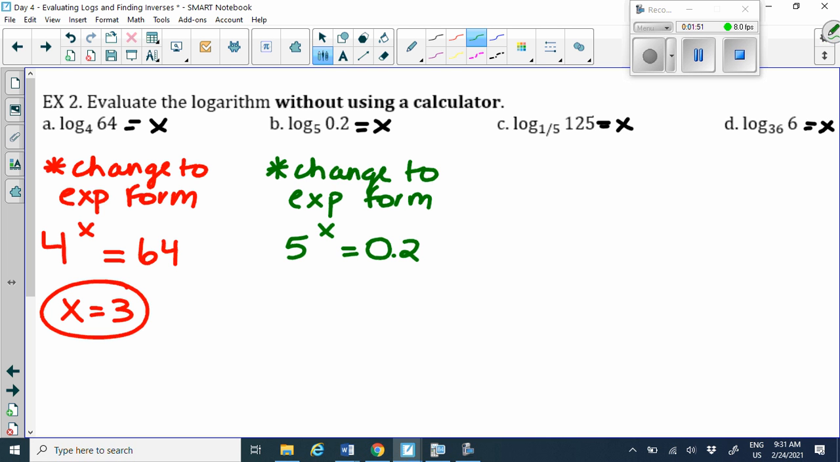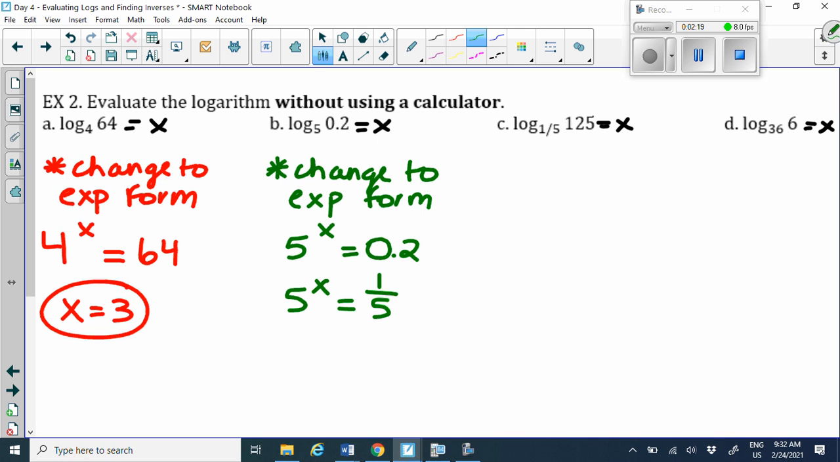Now here, this might be a little bit difficult, right, to figure out, well, what is x going to be? So actually what I'm going to do now is change that decimal into a fraction. And maybe that will help us figure out what x is going to have to equal. So 0.2 as a fraction is going to be 1/5. Now we actually can figure out 5 to what power gives us 1/5, okay? Well, let's think about this. We are going from a whole number to a fraction. Well, what usually is our exponent when we do that?